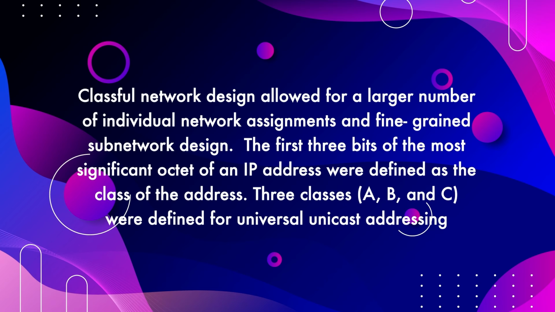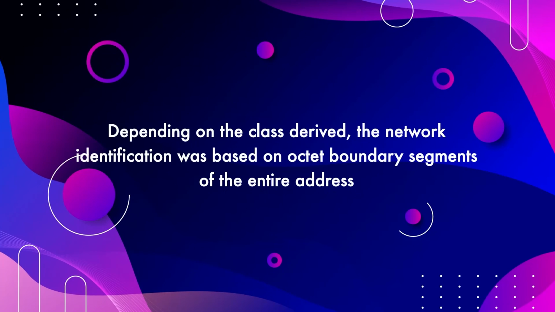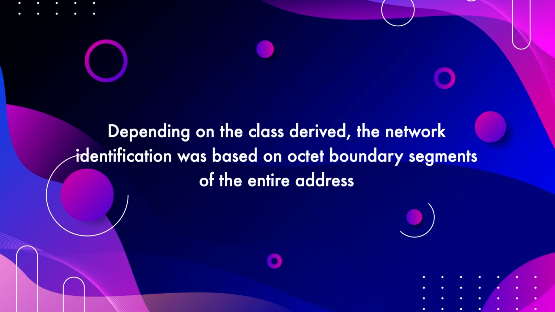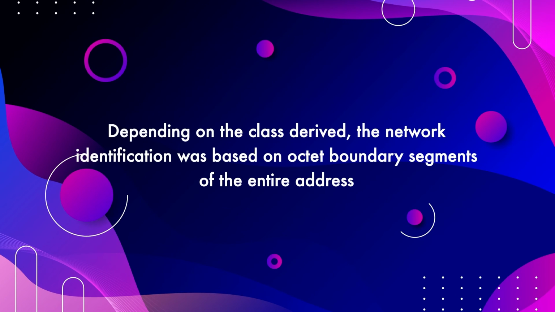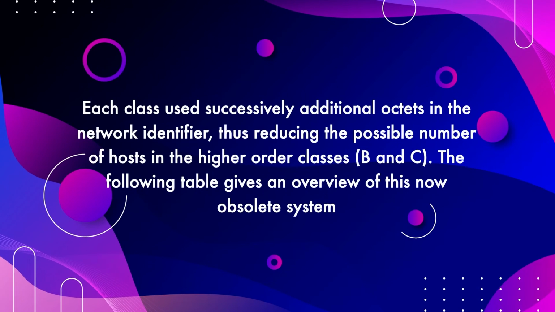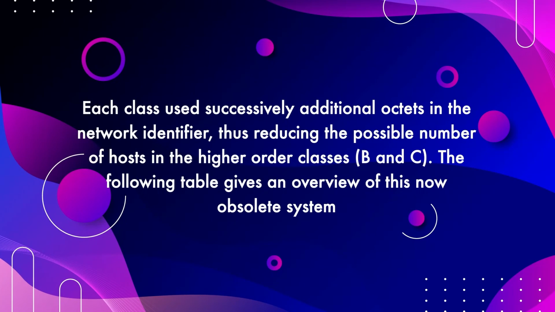The first 3 bits of the most significant octet of an IP address were defined as the class of the address. 3 classes, A, B, and C, were defined for universal unicast addressing. Depending on the class derived, the network identification was based on octet boundary segments of the entire address. Each class used successively additional octets in the network identifier, thus reducing the possible number of hosts in the higher order classes, such as B and C.